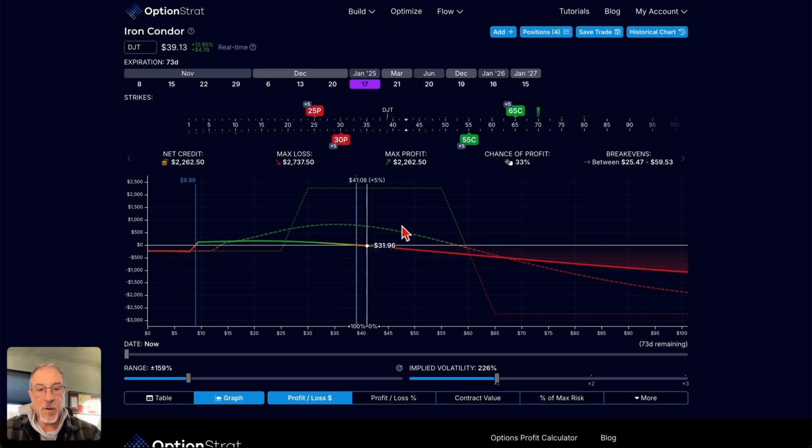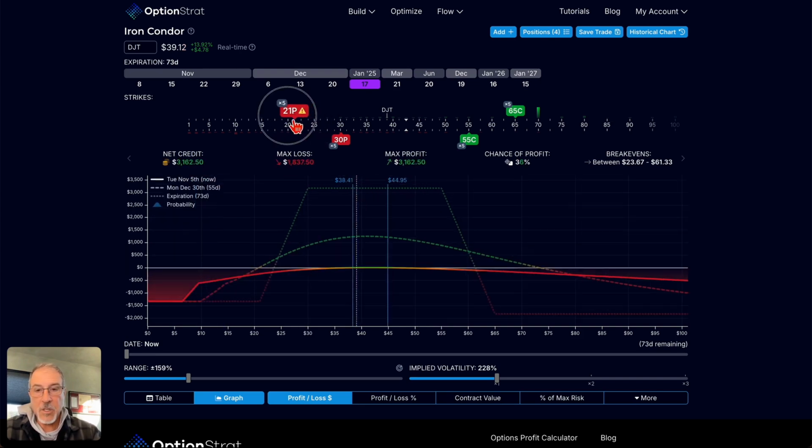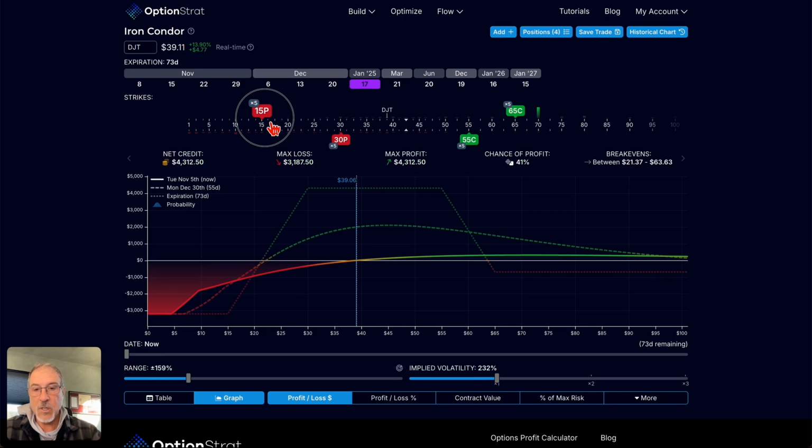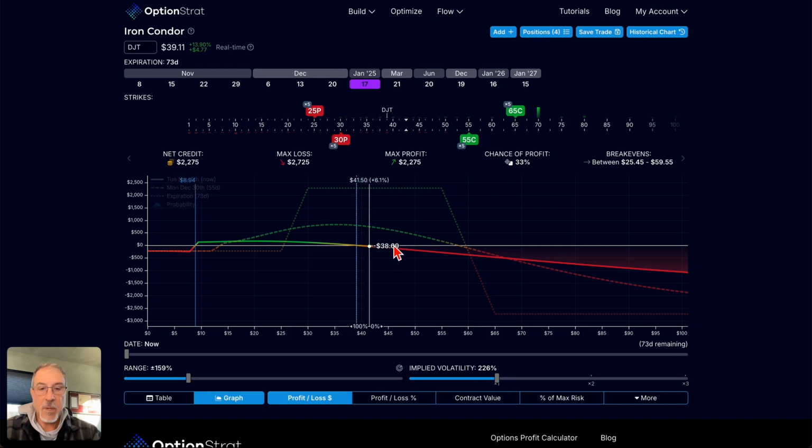So that's my theory behind this, right, wrong, or otherwise. Everyone may have a totally different opinion on this. And if your opinion is totally different, of course, you could skew this trade in a different way. But that's how I'm looking to put this trade on.